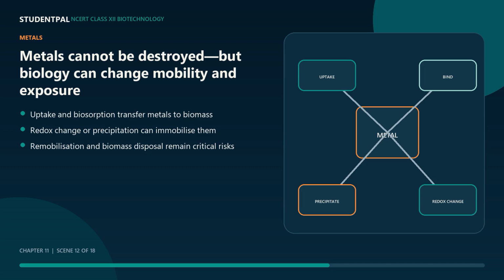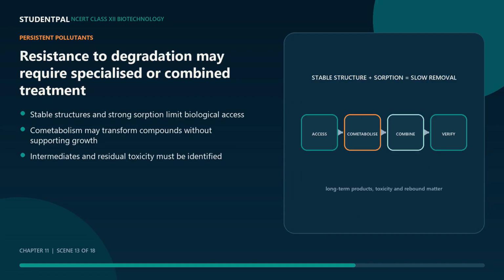Safe handling of concentrated biomass or sludge is part of the remediation plan. Persistent organic pollutants resist degradation because of stable molecular structures, limited solubility, strong sorption, or absence of suitable biological pathways. A specialized microorganism may transform one bond, while another organism or physical-chemical step completes treatment.